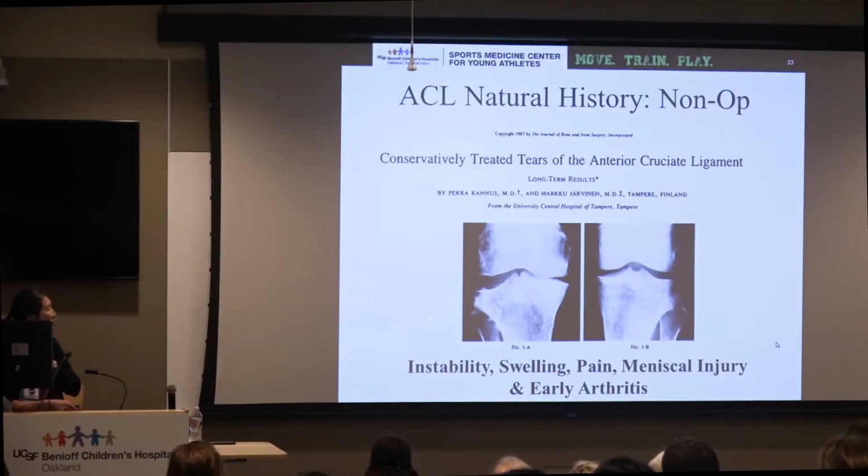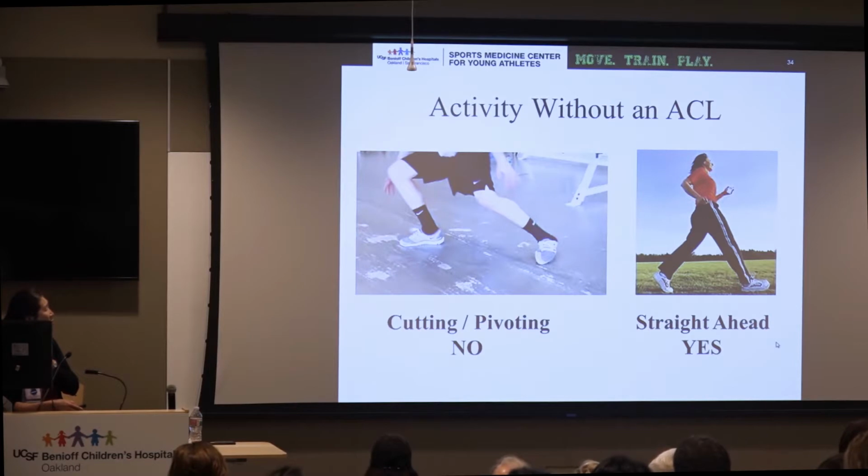And I think Dr. Pandy has probably given you a lecture, or he will be. But what happens is if you wait to fix an ACL, or you don't at these young ages, you're going to get all of these symptoms and really gnarly arthritis in our kids. So what we tell kids and adults, because I do adult sports medicine as well as pediatric, is what is activity like without an ACL? Straight ahead is okay. Cutting, pivoting, no.